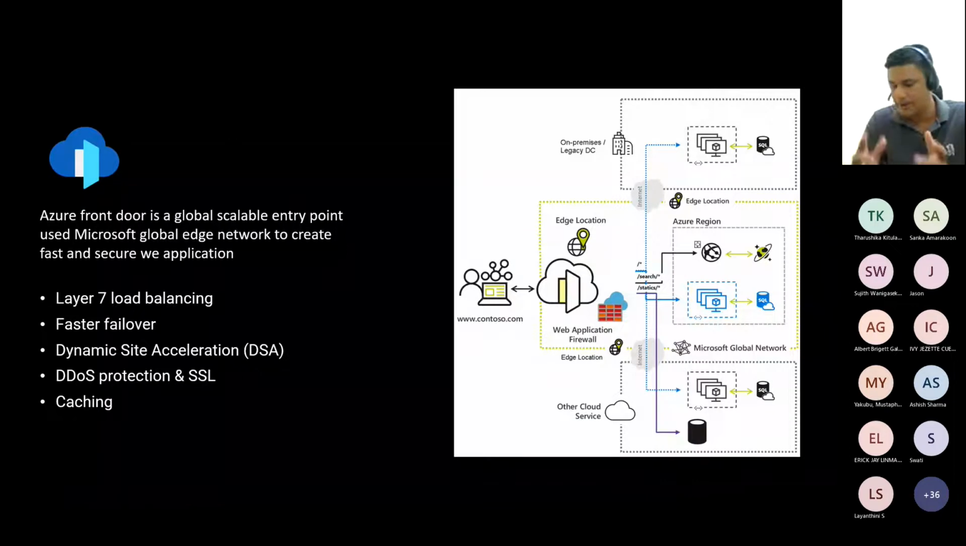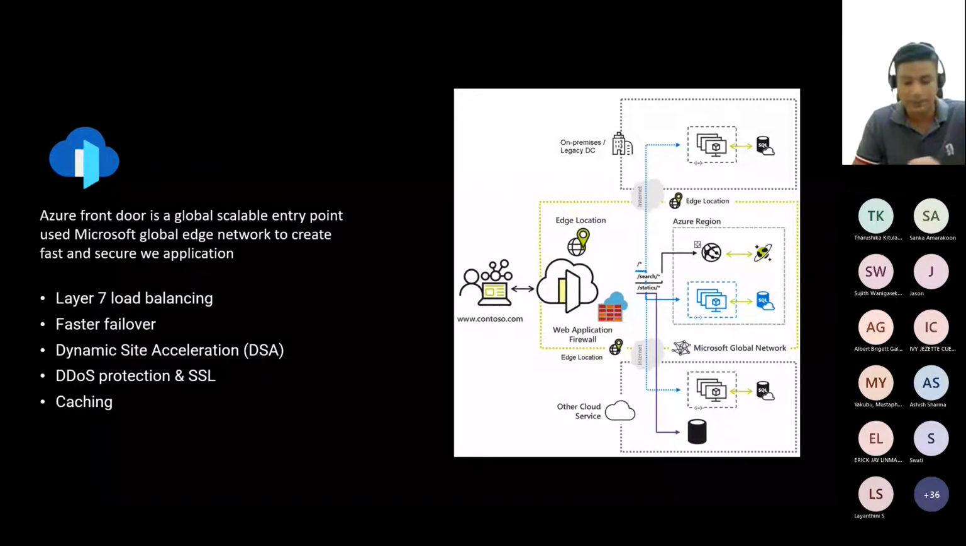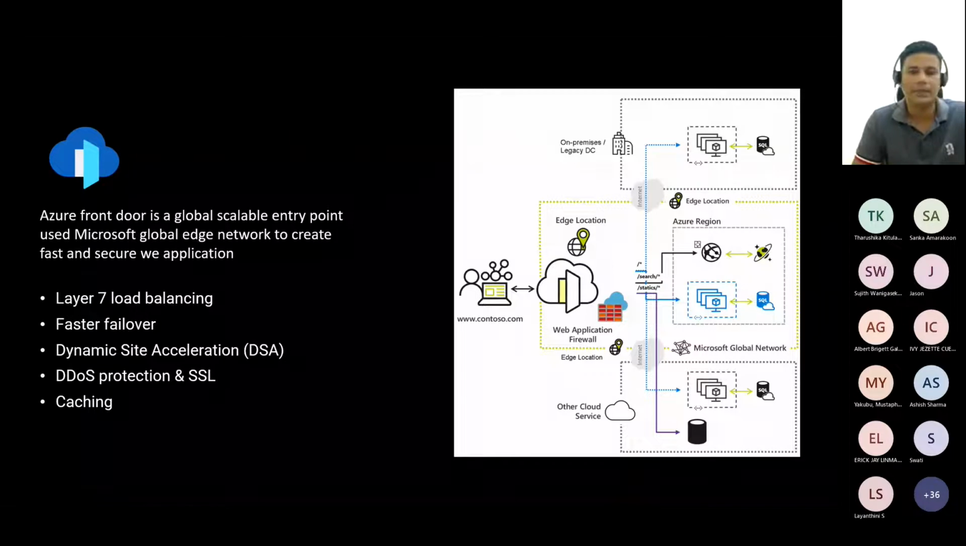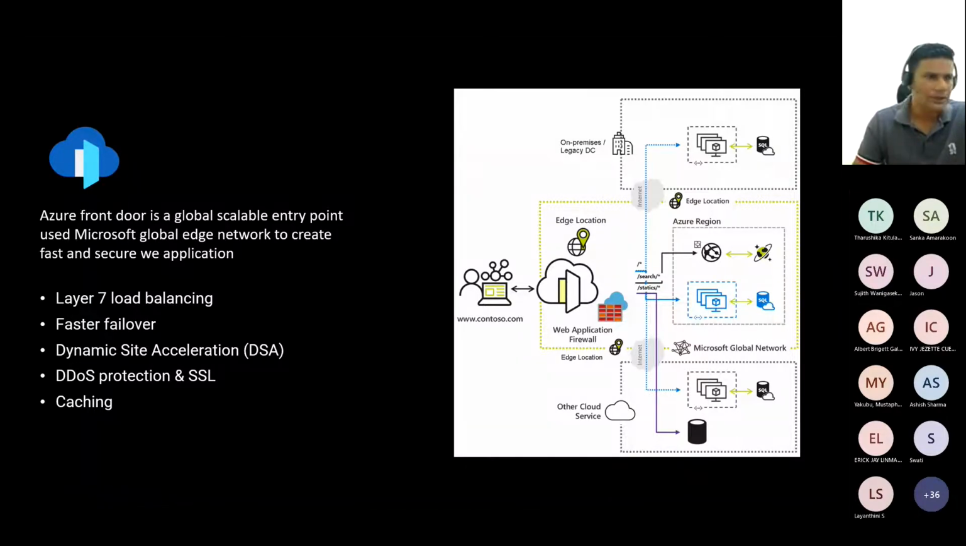Front Door itself has caching for static content, and because it is one gateway, all the requests will go through Azure Front Door. So anything that is static content can be set up in the Front Door portal. In this session I will demo a small sample app showing how to create this.